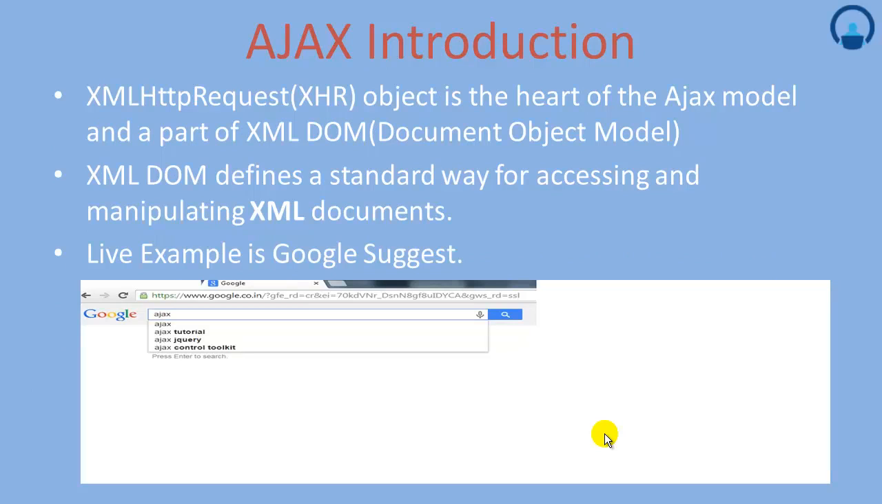Now let me give you a brief introduction of what AJAX is all about. As I told you earlier, XHR, the XML HTTP request, is the heart or the core of the AJAX model, and it's a part of the XML DOM, the document object model. The XML DOM defines a way of accessing and manipulating XML documents, which are used for transfer or exchange of data in XML format.